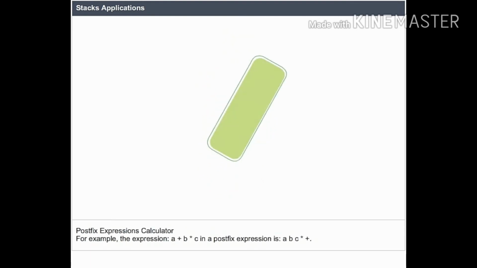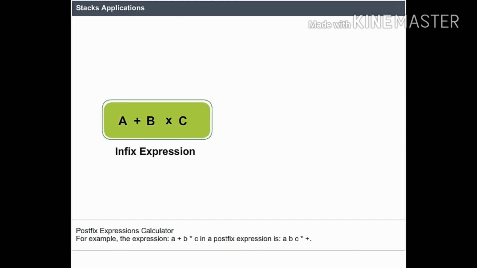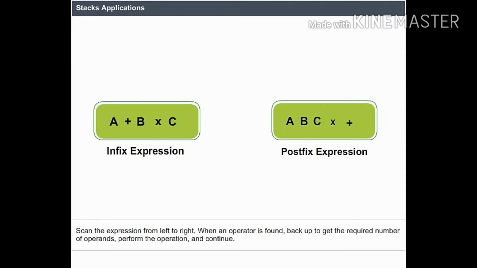Postfix expressions calculator. For example, the expression a plus b multiplied by c in a postfix expression is a, b, c, star, plus. Scan the expression from left to right. When an operator is found, back up to get the required number of operands, perform the operation and continue.